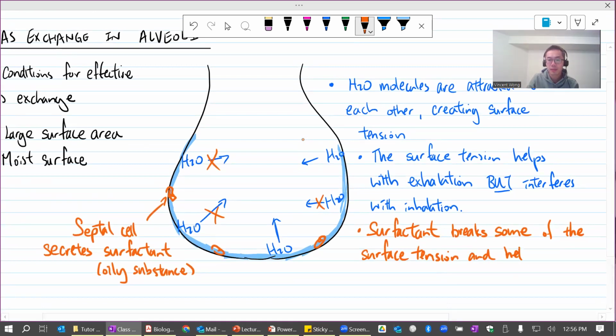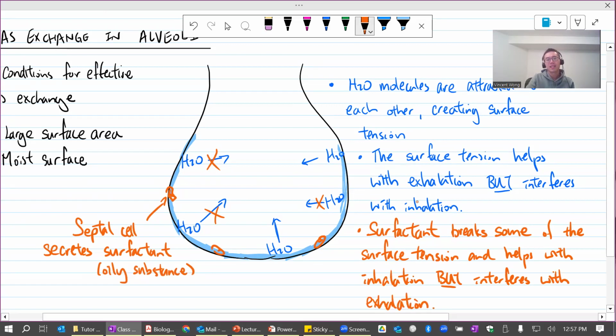And helps with, what does it help with? If you break the surface tension, what would be easier to do now? Inhaling. Yeah, it will help with the inhalation, but interferes with exhalation.